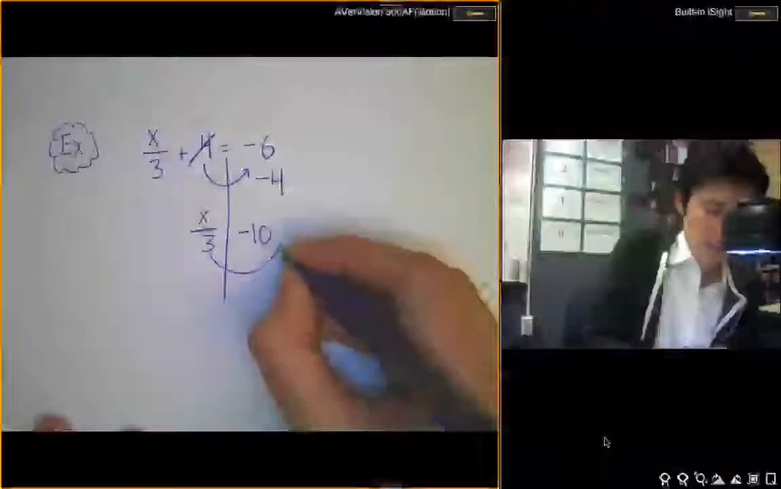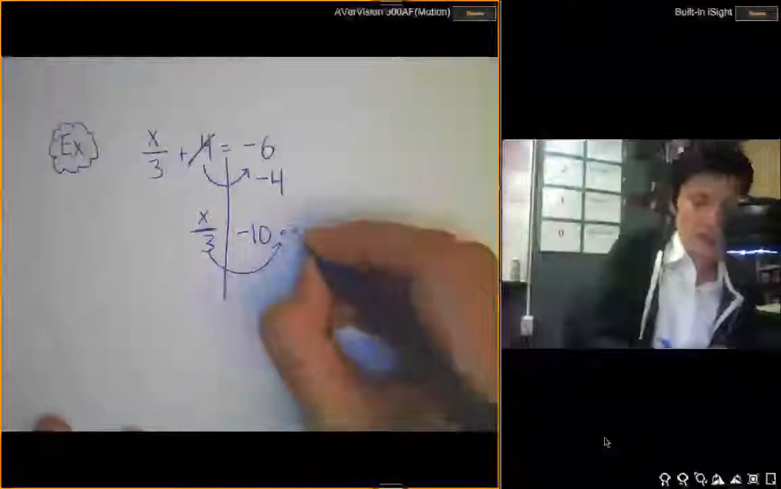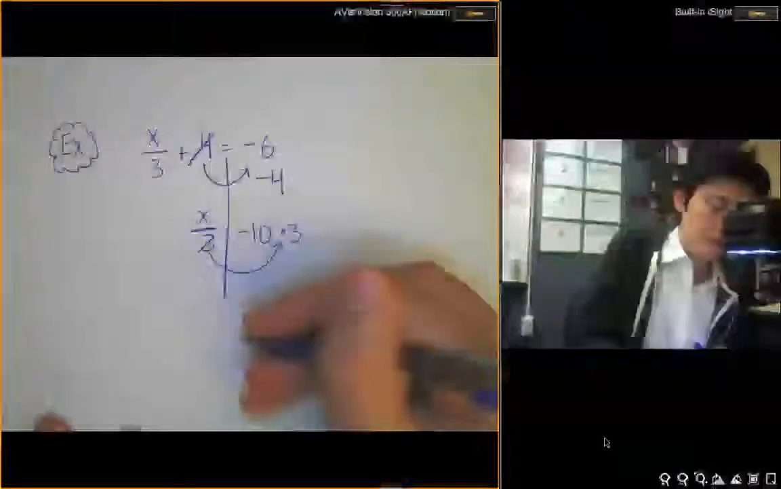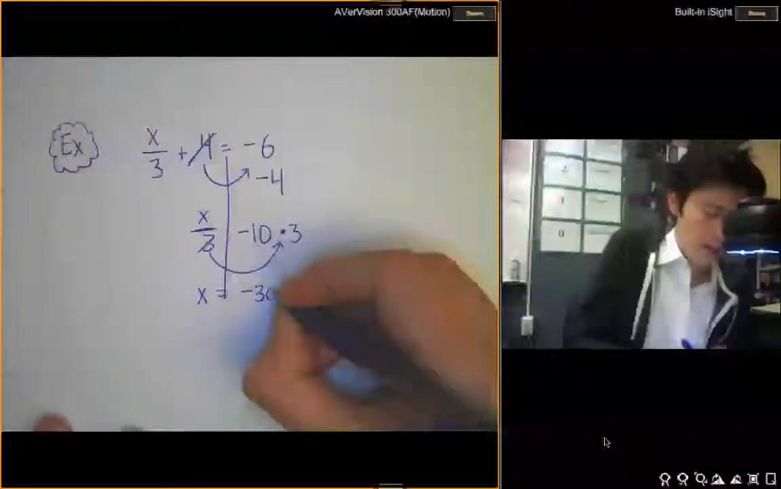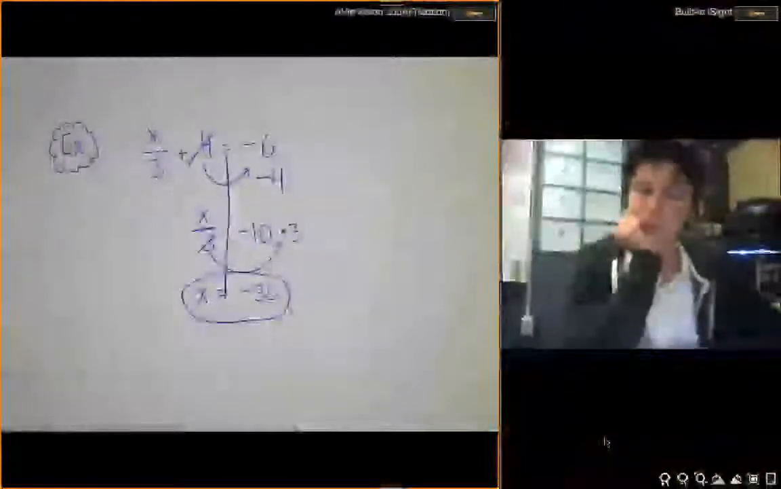Okay, well let's move that 3 over now by multiplying it. Remember, fractions mean divide, so if I want the 3 to go over here, I'm going to have to multiply it over, times 3. To get rid of the 3, got to times it over. So I have x equals -10 times 3, so -30. And I'm done. There is my answer.